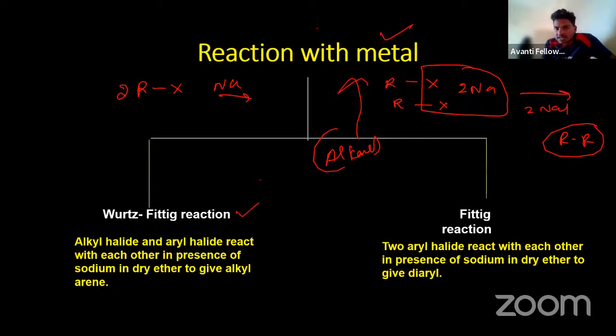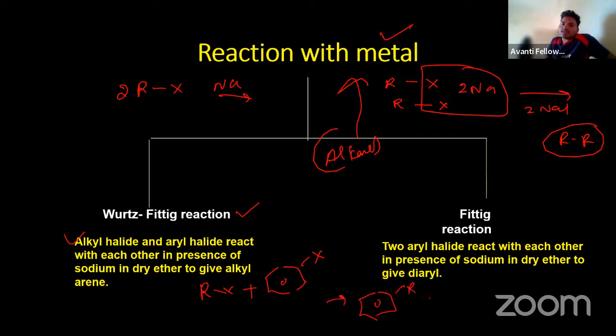Then the Wurtz-Fittig reaction is there. What is the Wurtz-Fittig reaction? An alkyl halide and an aryl halide react with each other. Suppose this is an alkyl halide and you have an aryl halide. Now ultimately you are going to get R attached like this. Both leaving groups will go. So how is this product obtained? This product is obtained by the Wurtz-Fittig reaction.